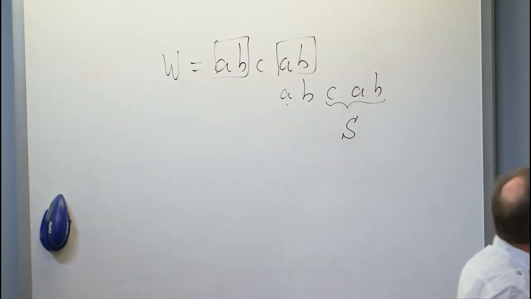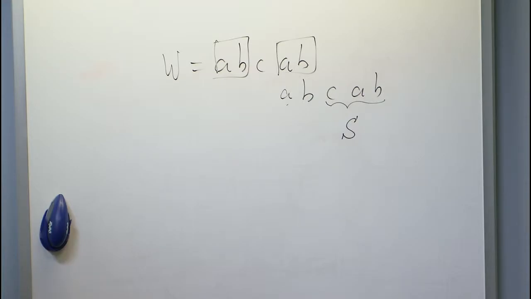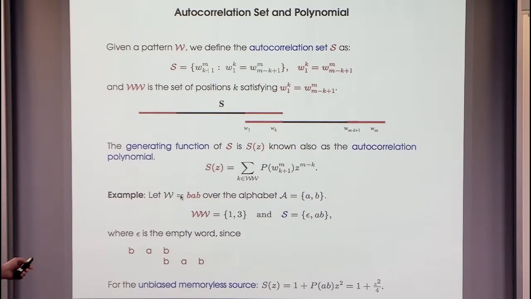So in general, when I have a pattern, and the first K symbols are the same as the last K symbols, which means when I shift it by M minus K, where M is the length of the pattern, the last overlap with the first. So I have two occurrences. And the word starting from K plus 1 is in this set of words that are very important. This is called the autocorrelation set. I define the generating function like this, and here I have an example where I have a pattern BAB, my set is the empty word and AB, and the values of K are 1 and 3. Okay, this is a generating function.